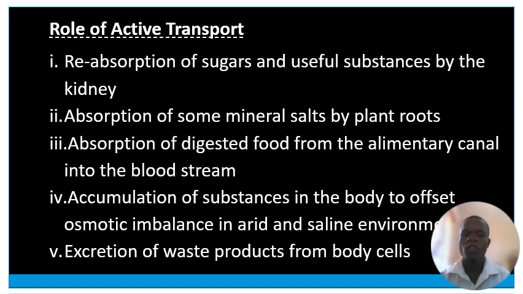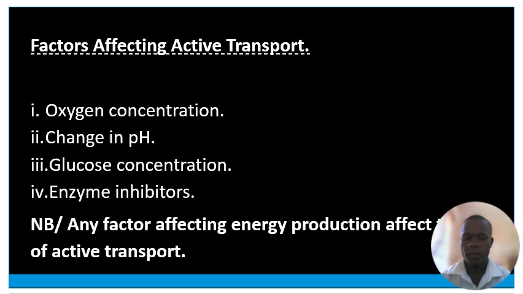Another one is absorption of digested food from the alimentary canal into the bloodstream. This is another very vital role of active transport. The fourth one is that it helps in the accumulation of substances in the body to offset osmotic imbalance in arid and saline environments. Then the fifth helps in the excretion of waste products from body cells.